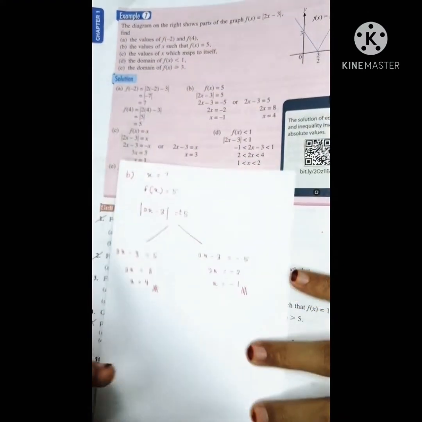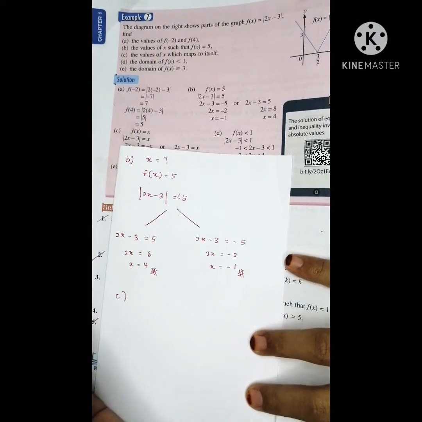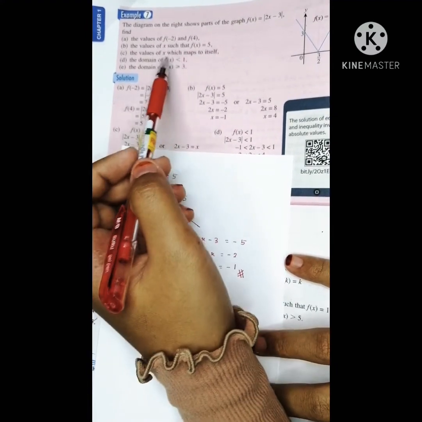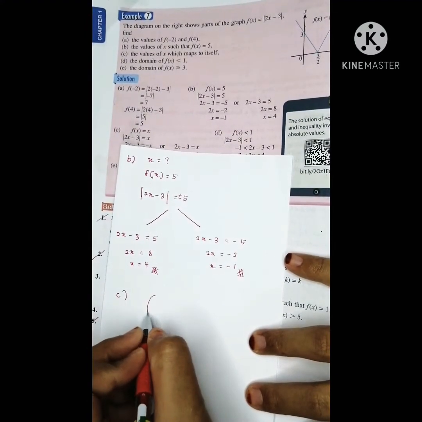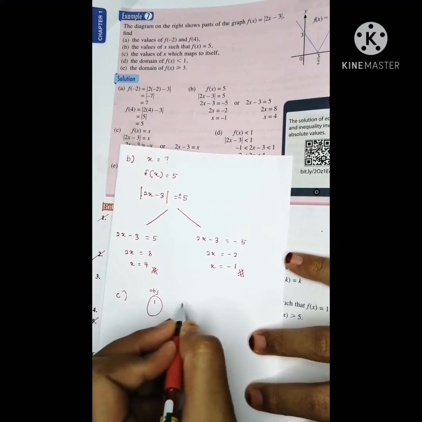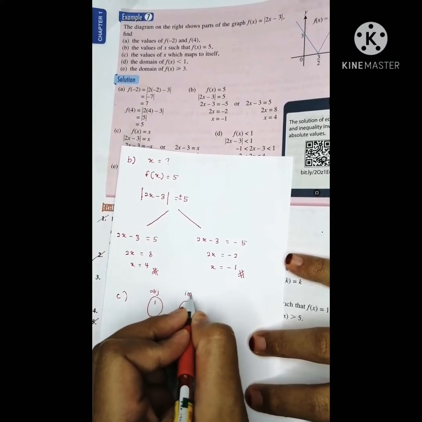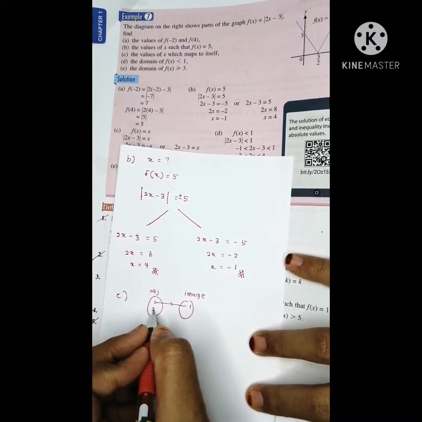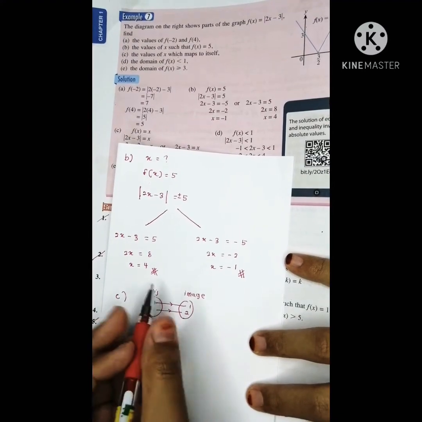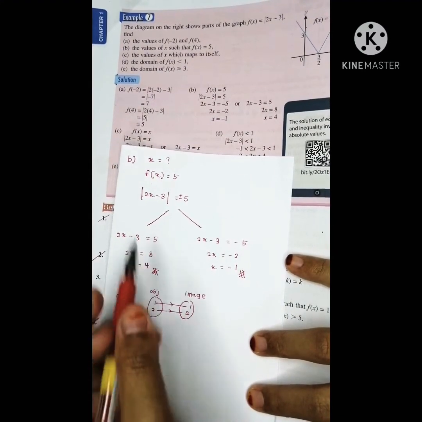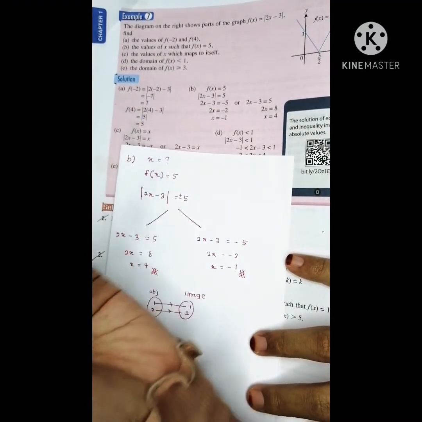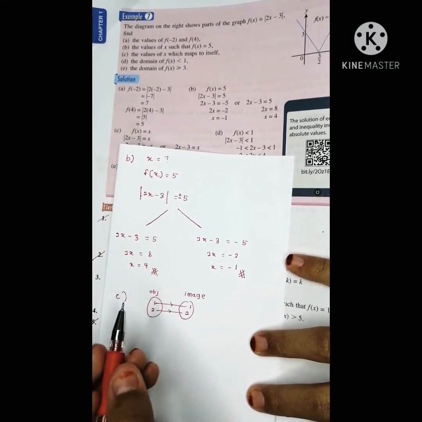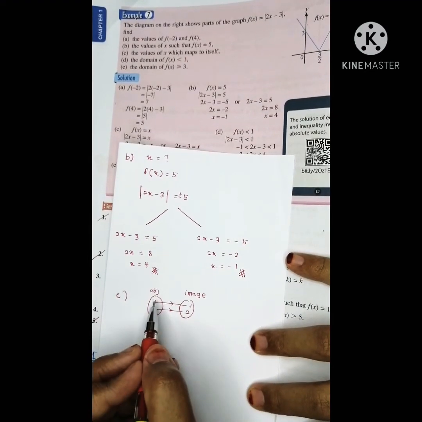Now for (c). Find the values of x which map to itself. What does it mean to map to itself? It means that if the object is 1, then it maps to 1 also, and if the object is 2, it maps to 2 also. This is what we call maps to itself. But for question (c), we don't know the mapping between the object and the image. That's why the question asks you to find the value.